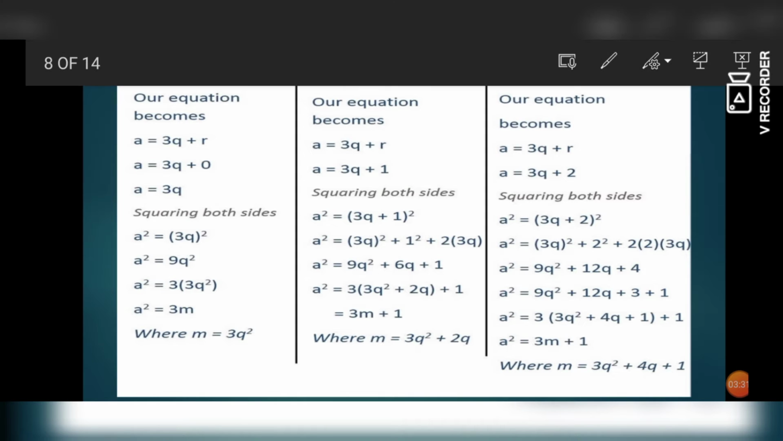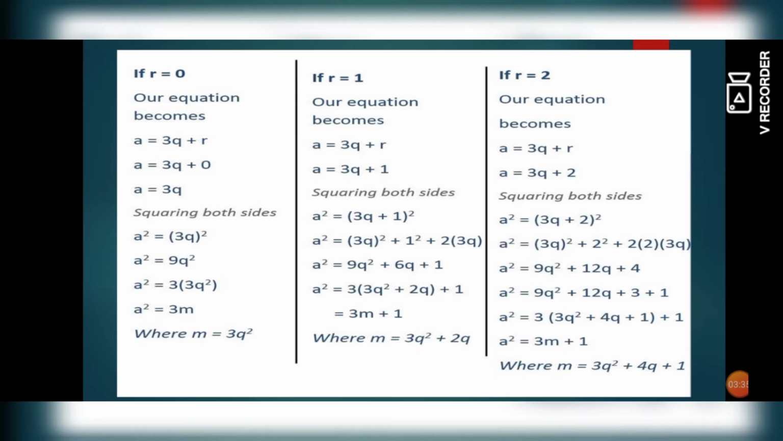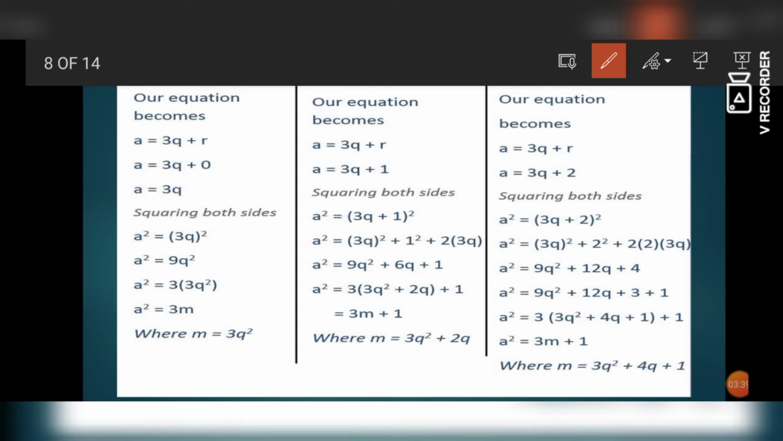Now in these three columns, you will be able to see the cases if r is equal to 0, if r is equal to 1 and if r is equal to 2. Three columns and three perspectives we are getting. When r is equal to 0, our equation is a is equal to 3q, just like I said before. When r is equal to 1, we have the equation 3q plus 1. When r is equal to 2, we have 3q plus 2.